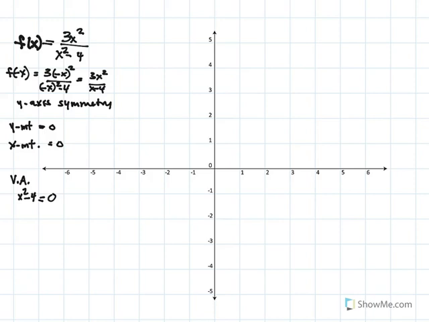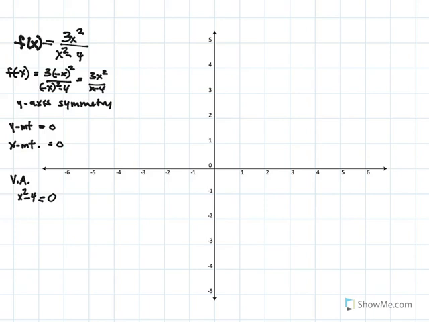You find out if it has symmetry by substituting in negative x so that you can determine whether it's even or odd, right? If you get back what you started with, then it's an even function. If you get back the opposite of what you started with, it's an odd function. So since it's an even function, it's going to be symmetric about the y-axis. So basically the left side is going to mirror the right side.